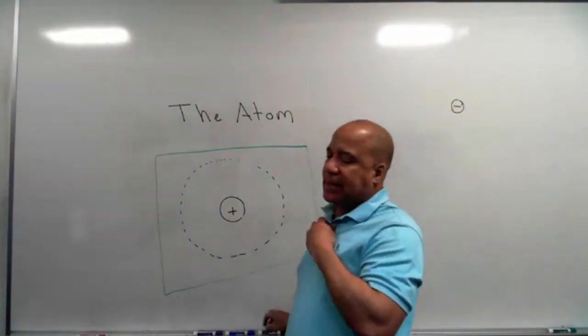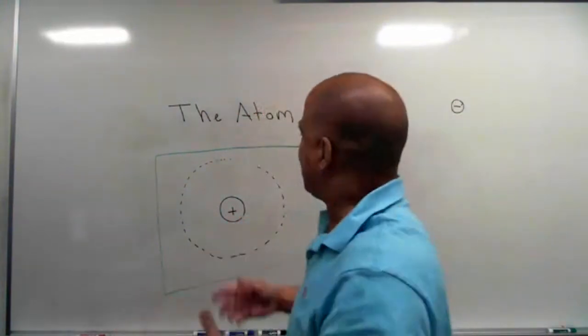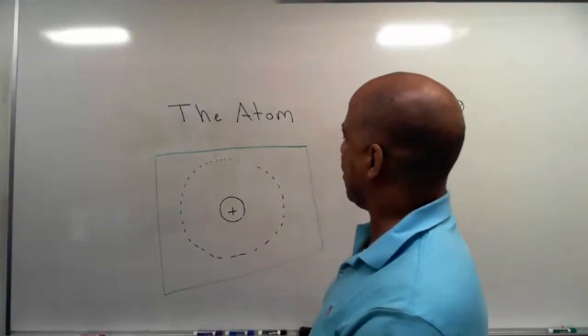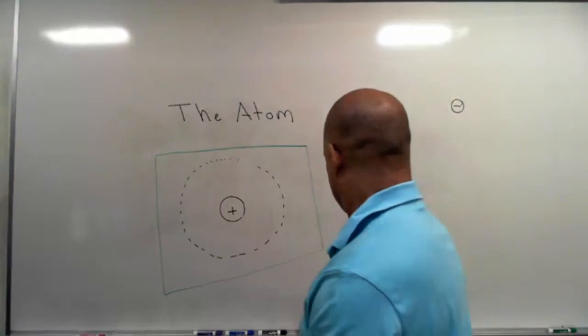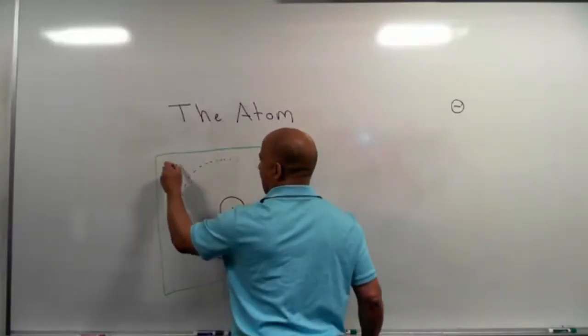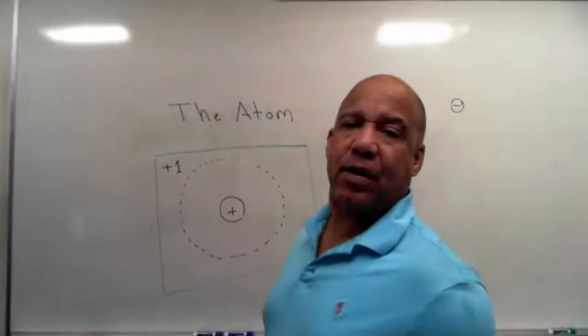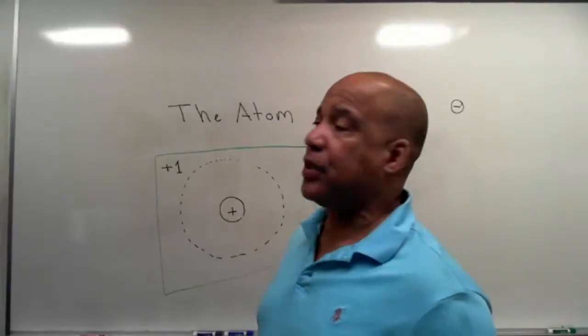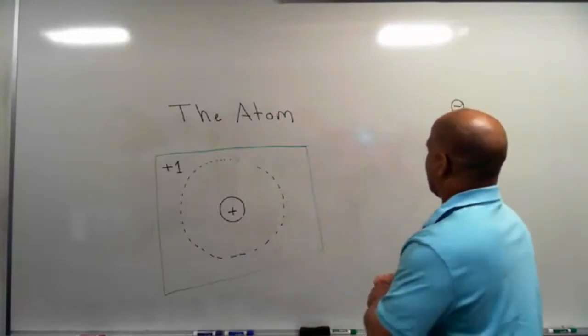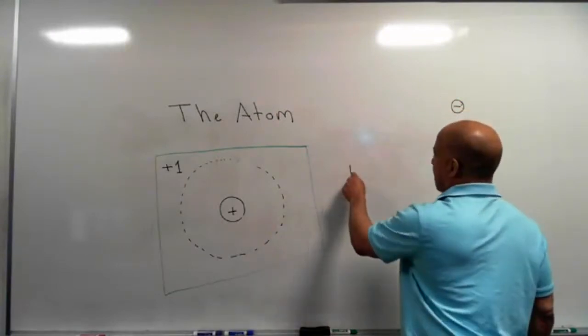Now, when I look in the box and I say, all right, what's the net charge in the box? You would answer, positive charge. About plus what? Plus 1. I now have an atom that's charged, and that atom has a charge of plus 1. So there's a name for a charged atom.